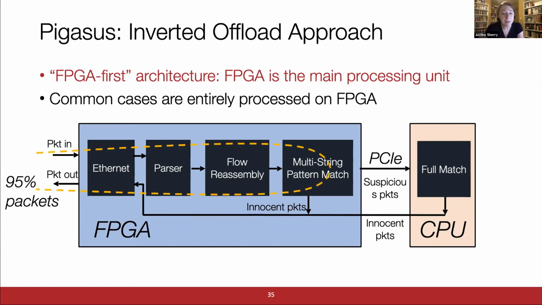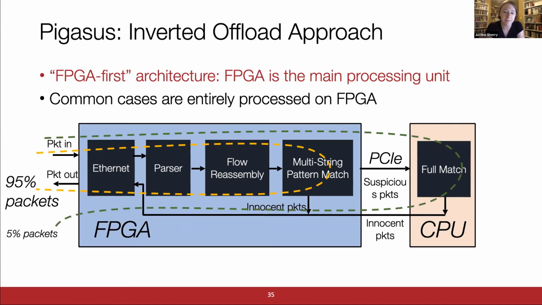In practice with Pigasus, we see that 95% of packets in our traces are processed entirely on the FPGA, leaving only 5% of packets up to the CPU. And that's where our big gains come from. That's why we need so few processor cores to keep up.